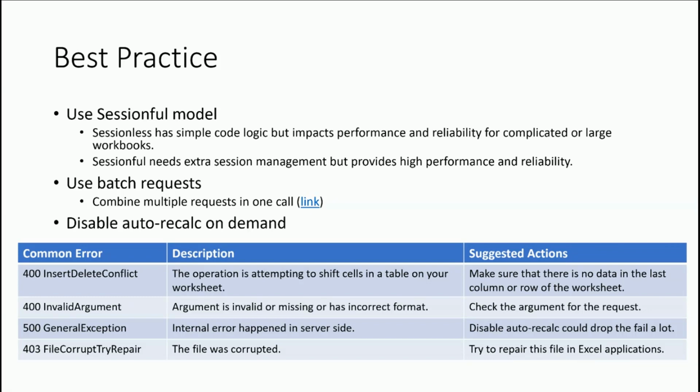We also suggest that you use batch requests to save the round trip for each individual request. We also found that auto-recalc might take quite a lot of time in the request duration, so we suggest that you disable auto-recalc on demand in case you don't need the result after we calculate. I listed some common errors in our top errors, along with the suggested actions.